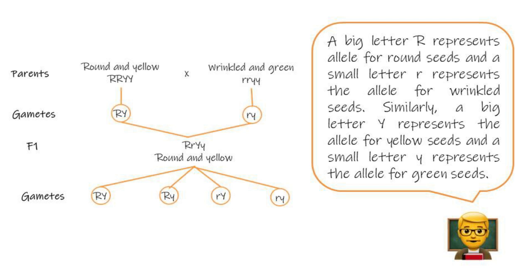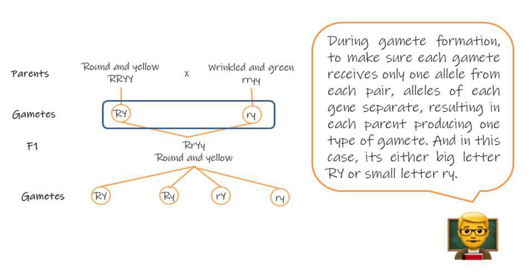A big letter R represents the allele for round seeds and a small letter r represents the allele for wrinkled seeds. Similarly, a big letter Y represents the allele for yellow seeds, and a small letter y represents the allele for green seeds. During gamete formation, to make sure each gamete receives only one allele from each pair, alleles of each gene separate, resulting in each parent producing one type of gamete. And in this case, it's either big R big Y or small r small y.